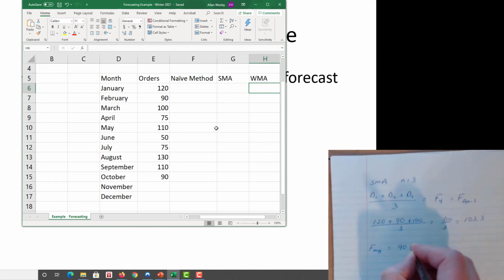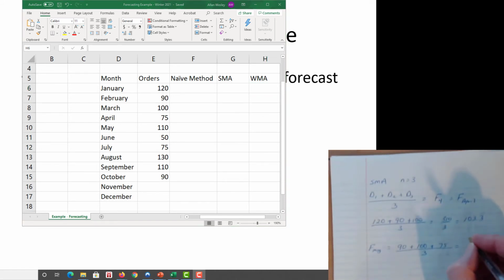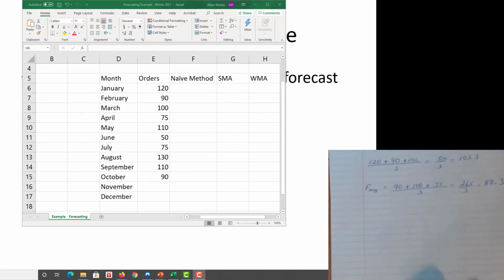So how did we do in February? We had 90. How did we do in March? We had 100. And how did we do in April? We had 75. And again, we divide those by 3. And so here we're sitting at 265 divided by 3. And that looks to be 88.3. Okay, lots of divides, but thirds, remainder, it's okay. So, but that's the procedure. Now we'll eventually do this on Excel, and it'll be much faster than this sort of slow process.